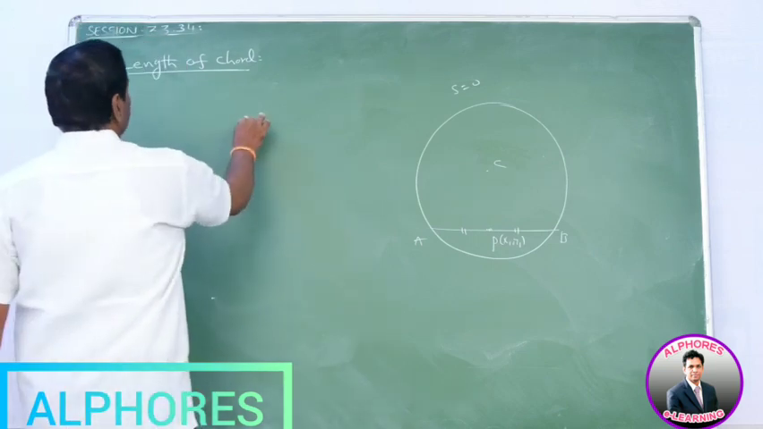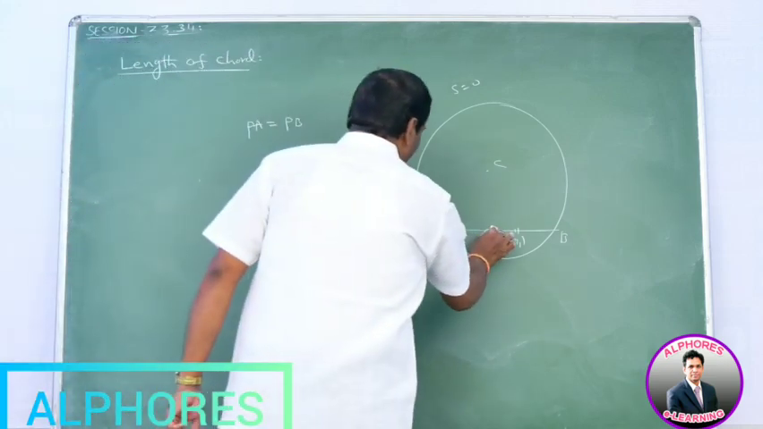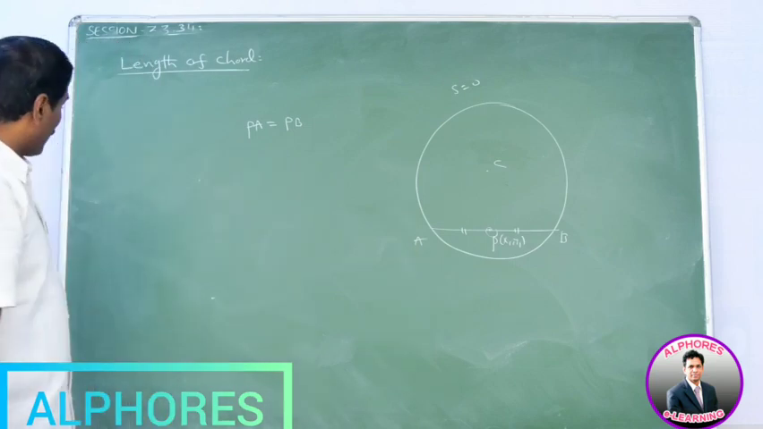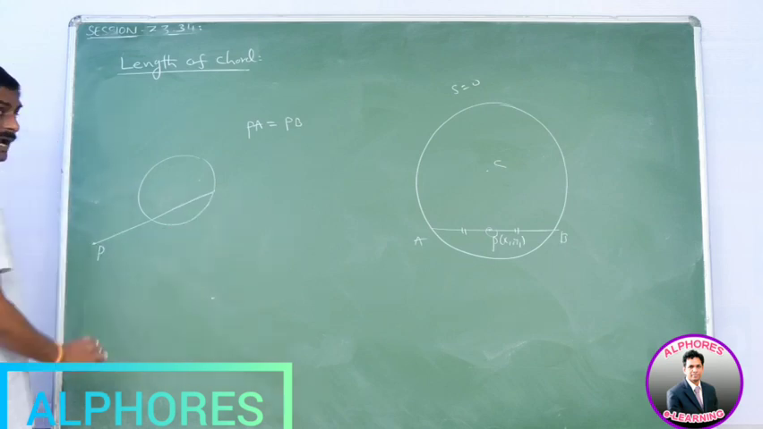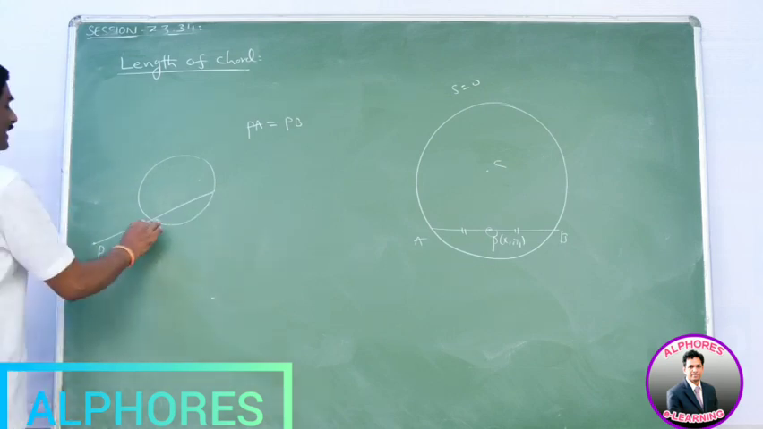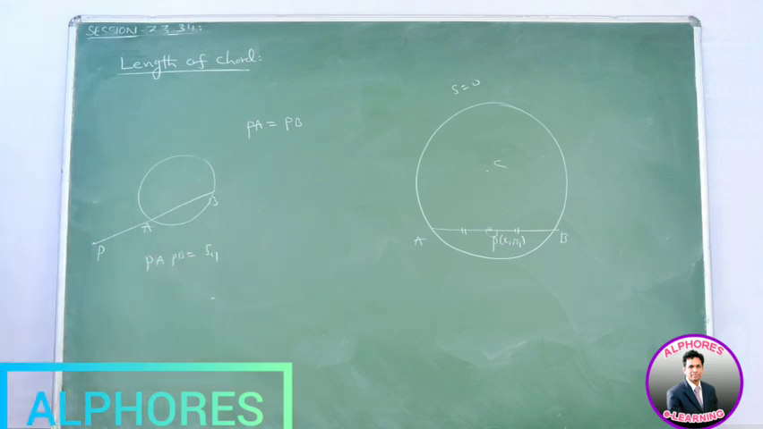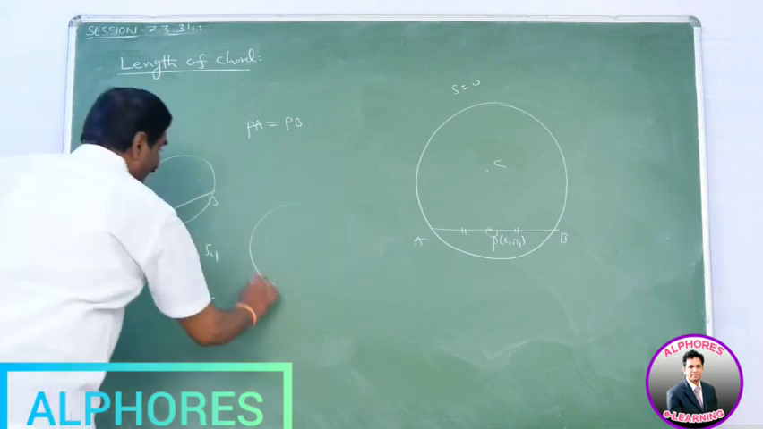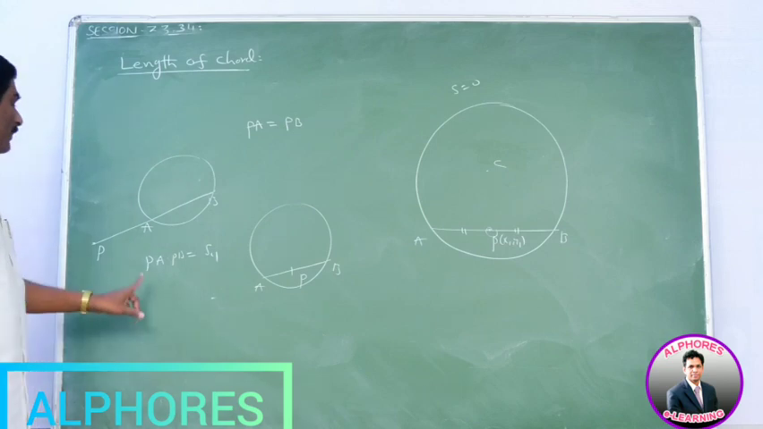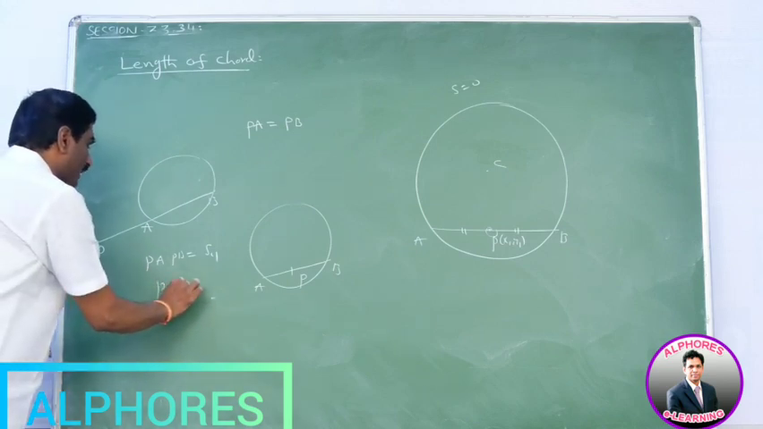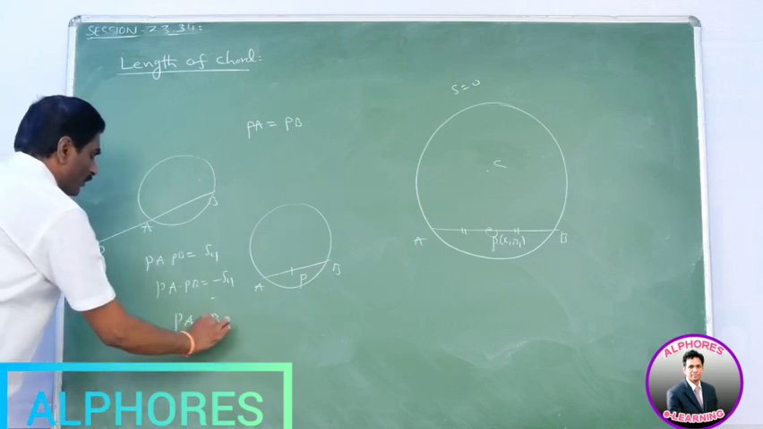That means PA is equal to PB. Here P is one of the points in the plane containing the circle S is equal to 0. In the previous case, we already proved this condition. If P is any point in the plane and a line passes through P and meets the circle at A, B, then PA into PB is the power of the point, and that value is equal to S11. If the point P lies inside the circle, then PA into PB is equal to minus S11. In both cases, PA into PB is equal to mod S11.